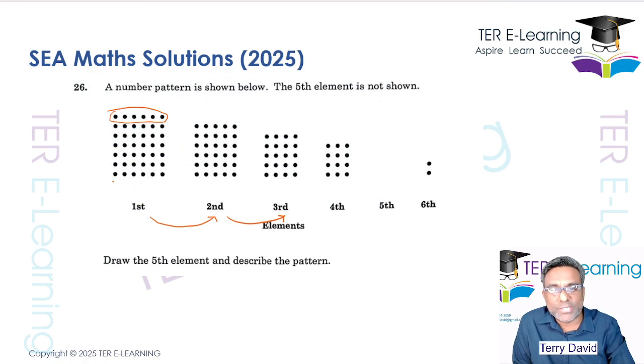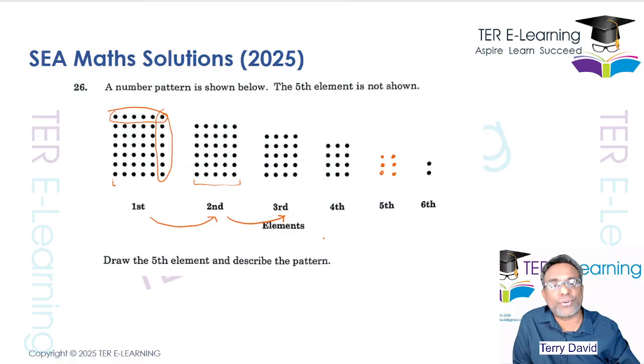But you will also notice that when you jump from the first to the second, you have 1, 2, 3, 4, 5, 6 columns. But if you go to this one here, you actually have 5 columns. So you've actually reduced by 1 row and 1 column. Therefore, if I want to draw the 5th element, it should be 1, 2, 3, and then 1, 2, 3. That should be the answer for the 5th element.